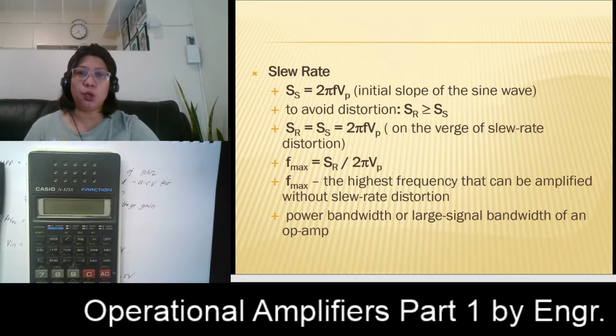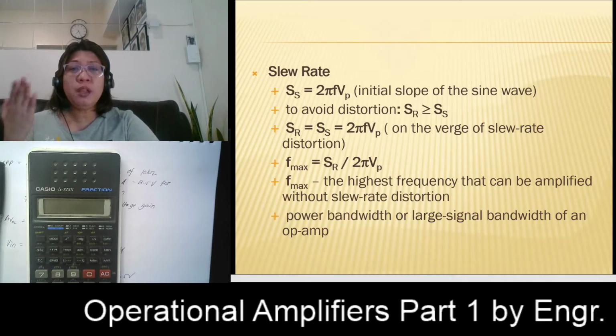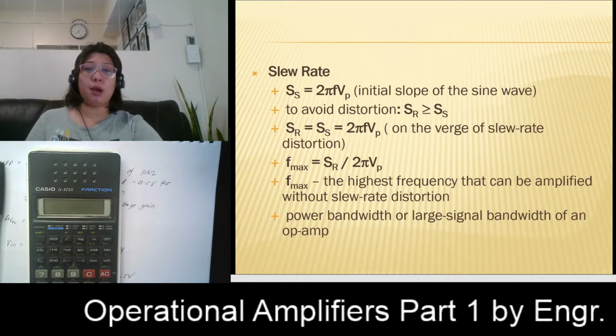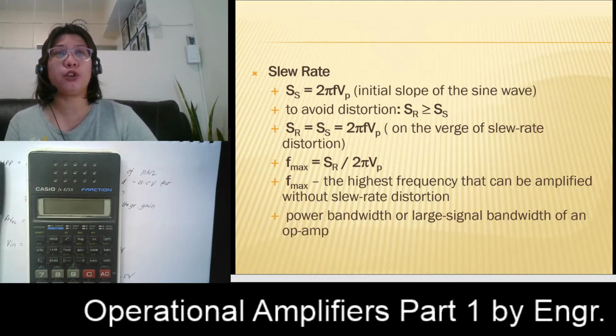At this value, we are said to be on the verge of slew rate distortion. That means when we further increase the peak voltage or even the frequency, we can see the slew rate distortion. So therefore, we have to know this. Solving for F max, this is your maximum frequency. Why? Because upon increasing it further, you can now have slew rate distortion.